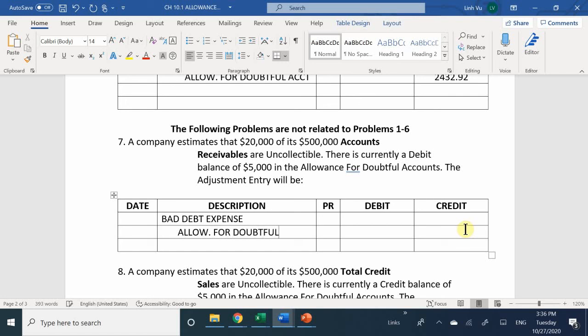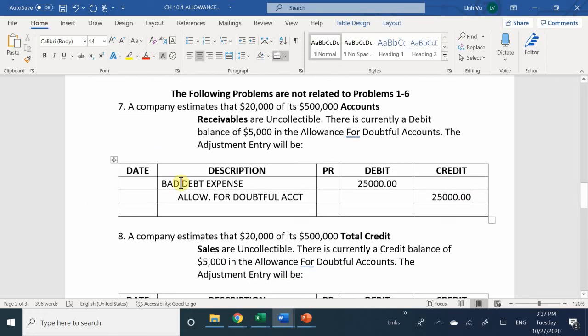Okay. And then the company estimates 20,000 of it. Currently, so the amount is going to be 25,000. Yes, perfect. There's currently a debit of $5,000 in allowance for doubtful accounts, so it is for 25,000. Good.